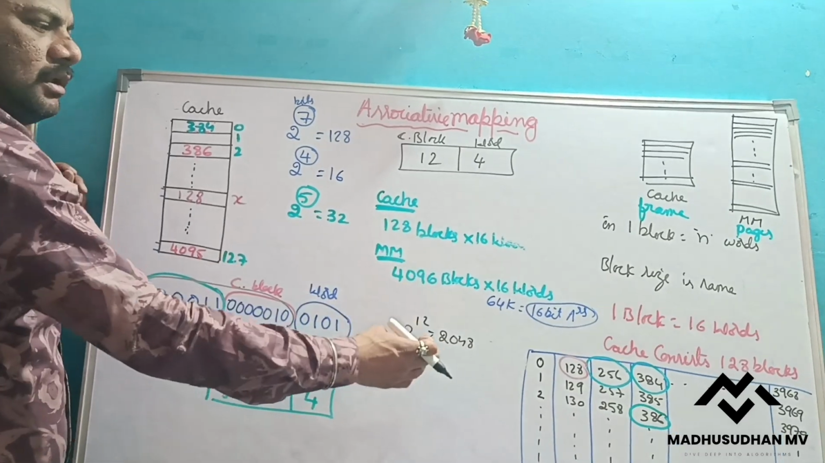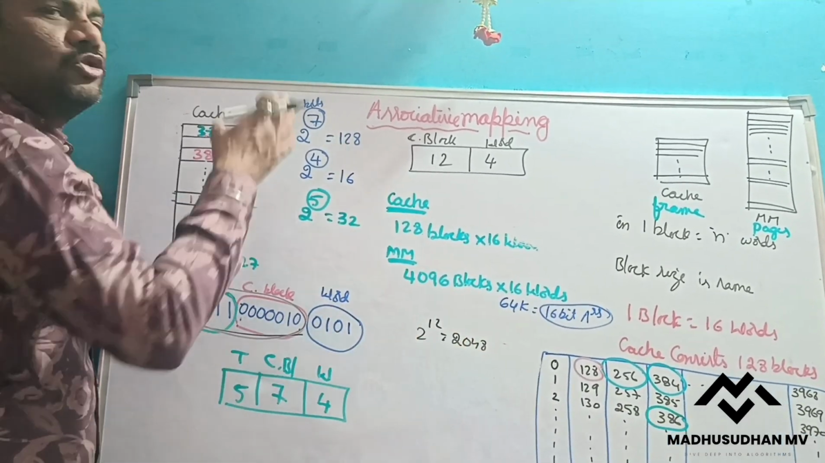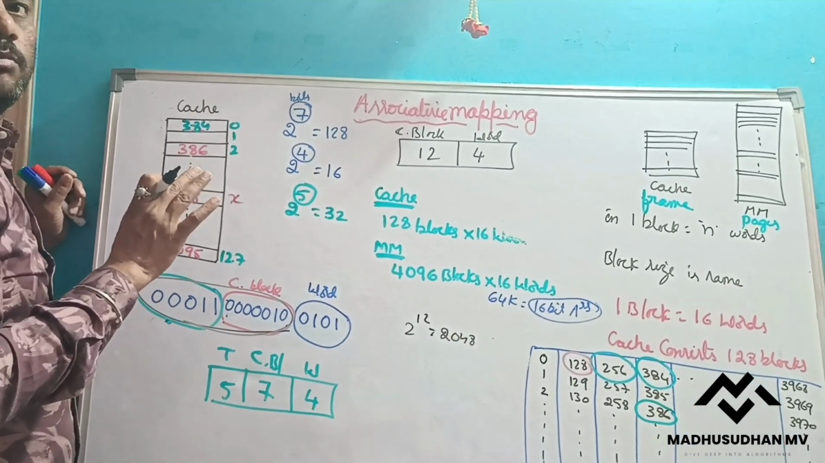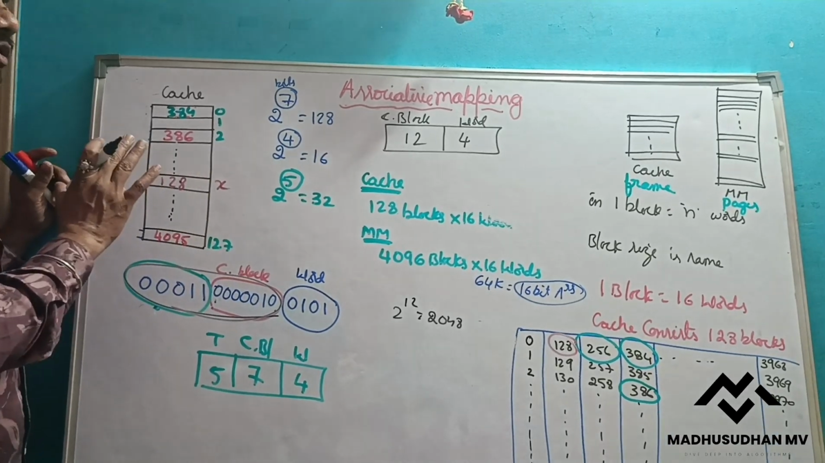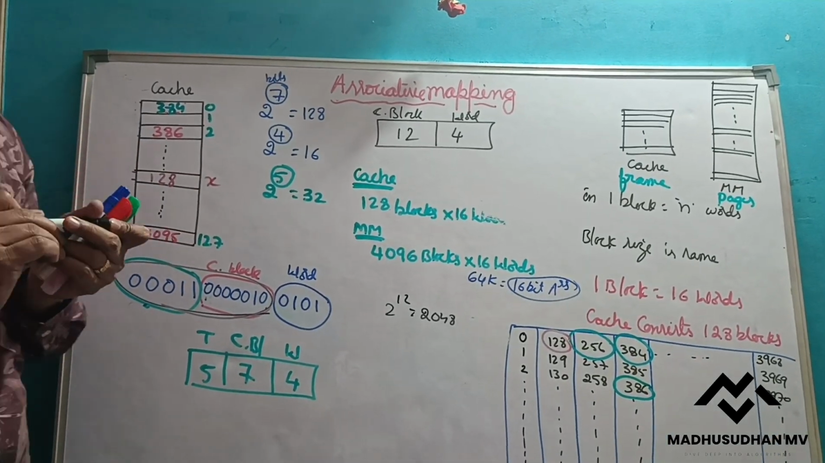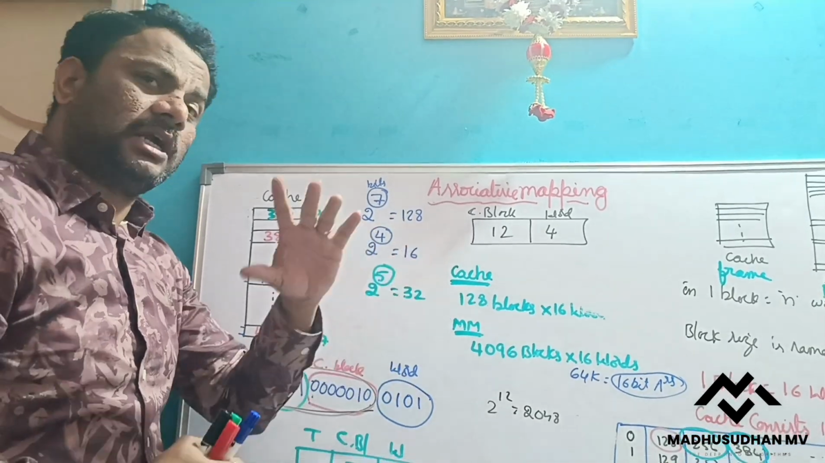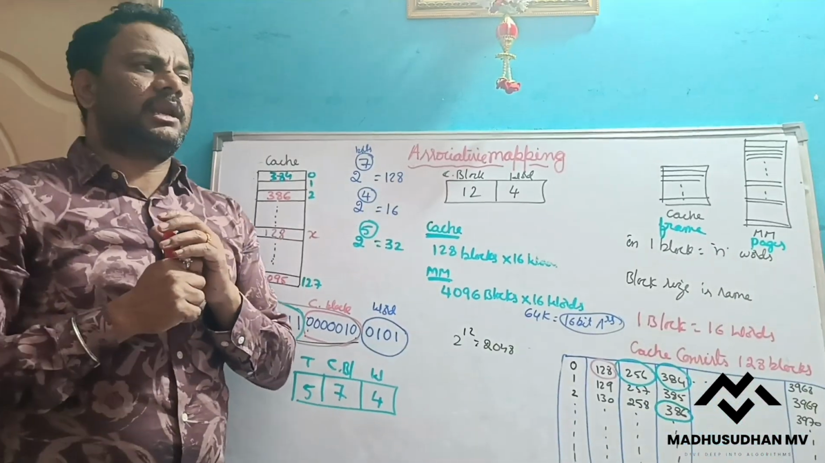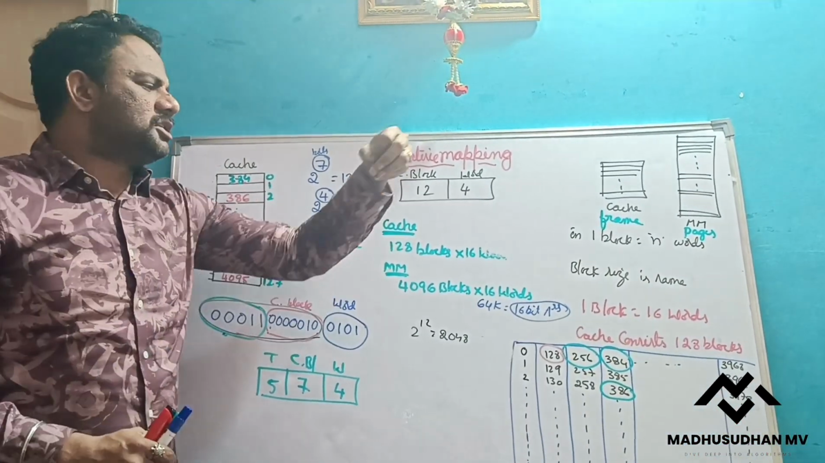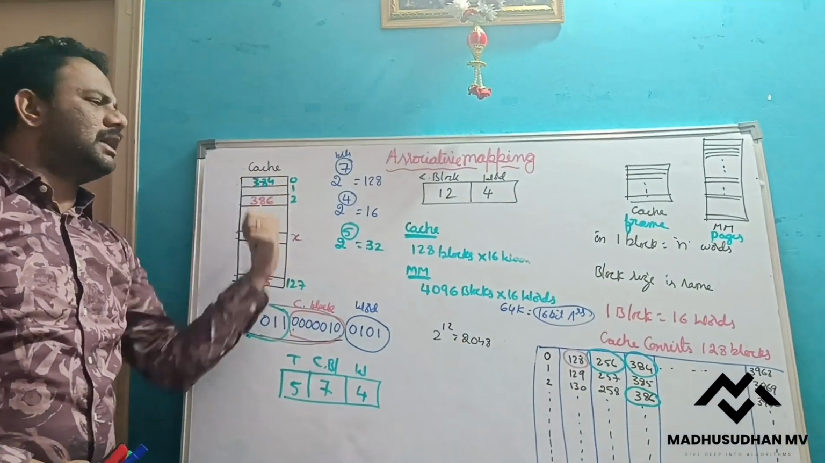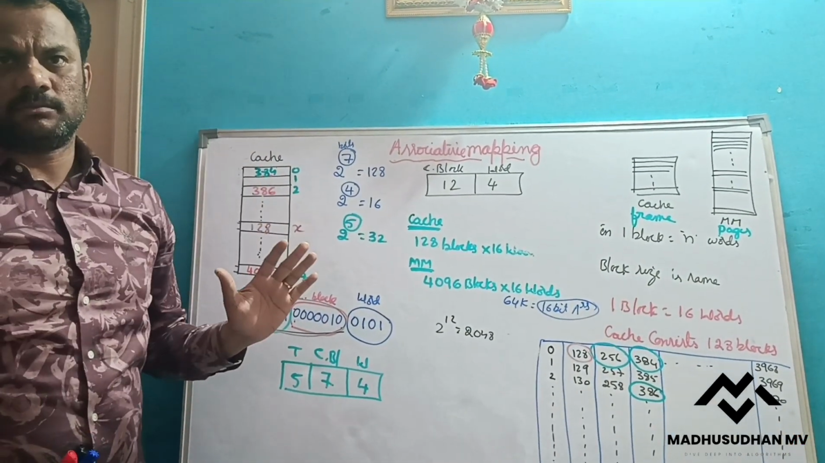It's 128 into 16. So that is the problem. It takes too much time. So that's associative mapping. Okay, so hope you understood associative mapping. Now, what is the disadvantage of this associative mapping? It takes too much time. But what is the advantage? We have complete freedom. Whichever block we have, wherever it is free, we can store it there. That is the advantage.